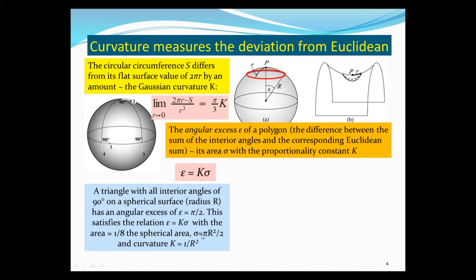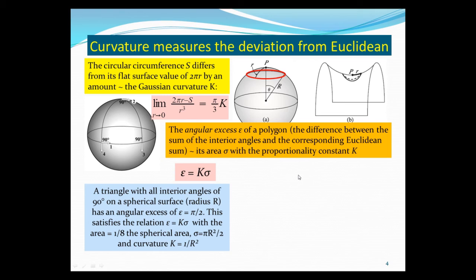right? 1/4 of the hemisphere, so 1/8 of the sphere. The spherical area is 4 pi r squared, so divided by 8 is pi r squared divided by 2. Then multiplied by the curvature 1 over r squared, the r squared just cancels out. So pi over 2 is just the angle excess.